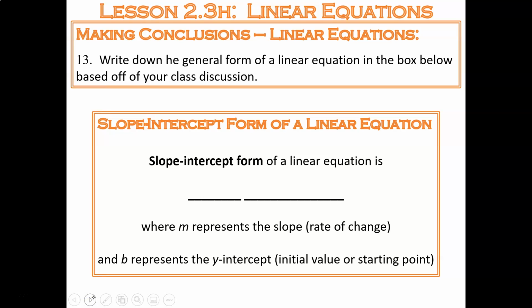Write down the general form of a linear equation. So again, this is slope-intercept form we're calling it now. This is the new word, slope-intercept form. Y equals mx plus b. We know the m is the slope or the rate of change, and b is the y-intercept. So this is just a new word for y equals mx plus b format. It's called slope-intercept form.